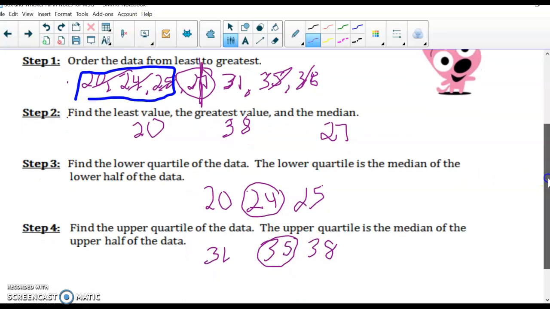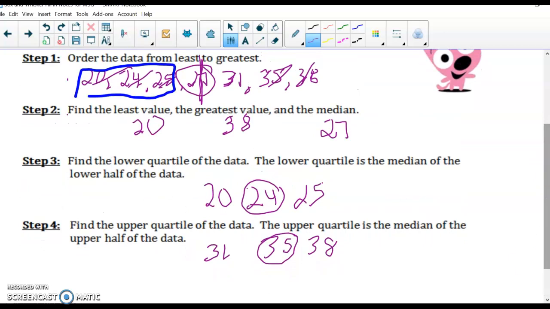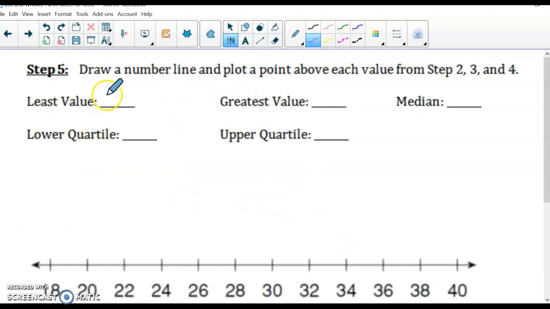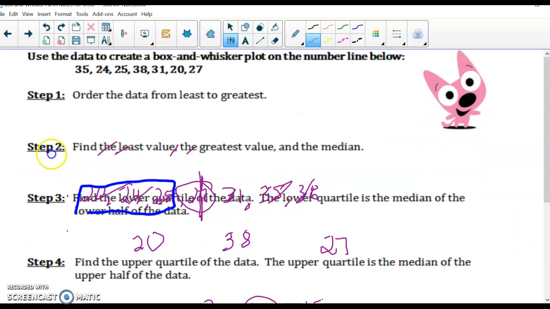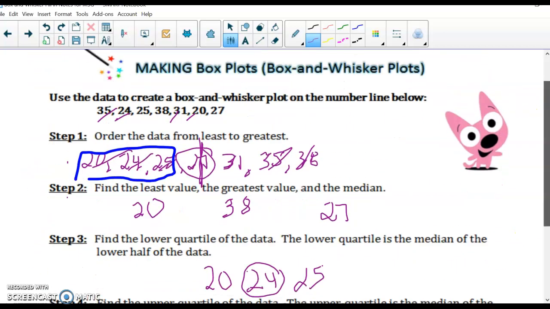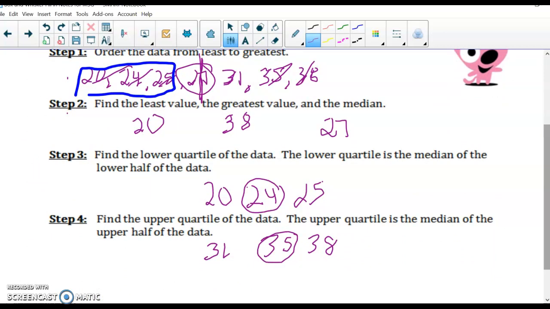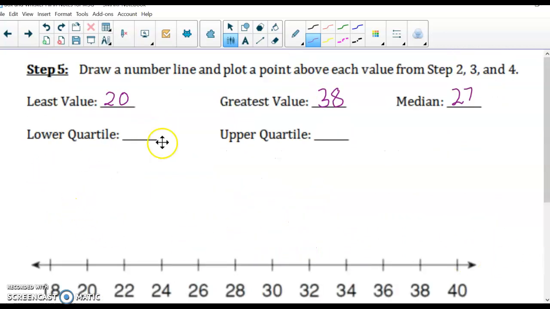So our 5-number summary is going to be: the least value is 20, the greatest value is 38, our median was 27. Go back. Our lower quartile was 25, and our upper quartile was 35.